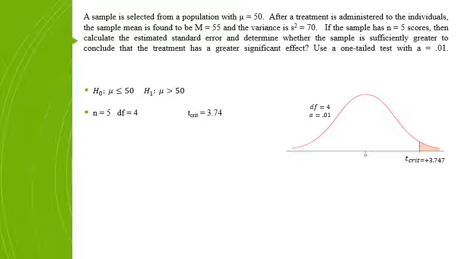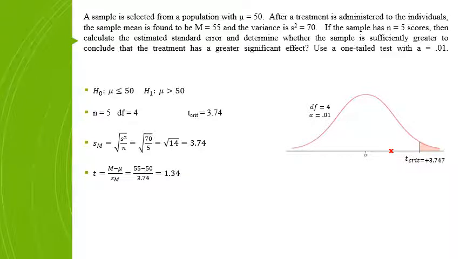You're going to find the degrees of freedom, which in this case would be 4 because n is 5. And you're going to find your critical value using the numbers that you're given. So if you're given degrees of freedom 4, alpha 0.01, go to your table and you'll find a critical value of 3.747. Then you can find the estimated standard error. You're given s squared, you're given n, so you can find an estimated standard error of 3.74. You can put this information into t, and you can find t is equal to 1.34.